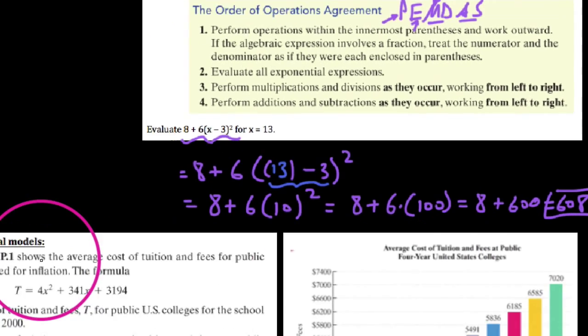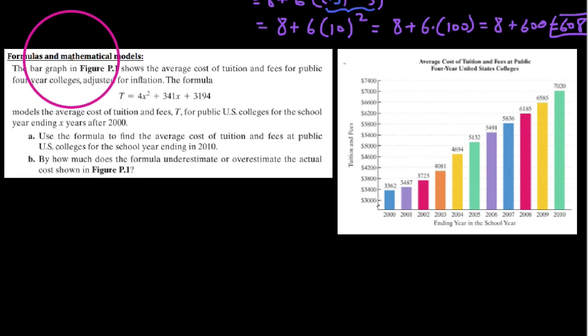Okay. So the last thing I want to talk about in this video is that sometimes we use formulas as a model to model a situation, and a model is just that. It just gives a general idea of what is going on with a given situation. It doesn't give the exact values that the data actually gives you. Notice here that it says the bar graph in figure P1 shows the average cost of tuition and fees for public four-year colleges adjusted for inflation. And we say that the formula is this.